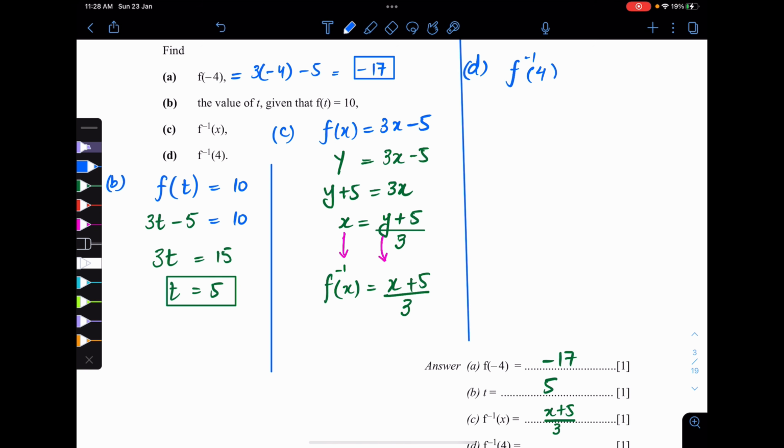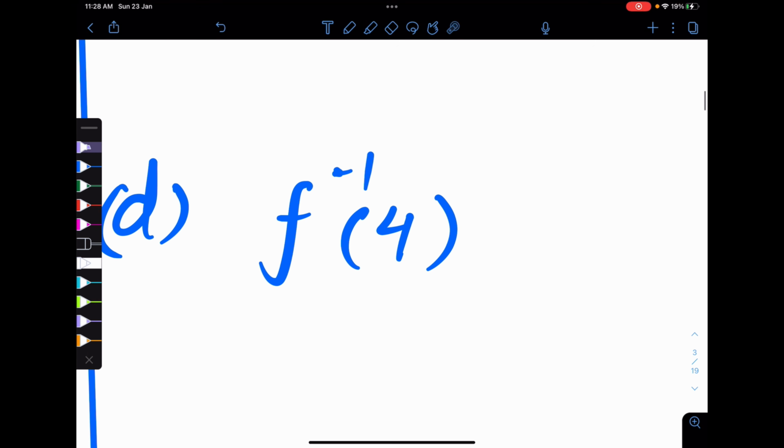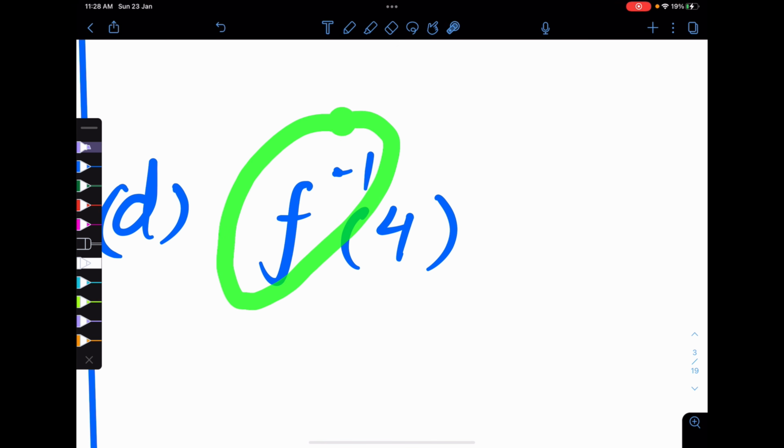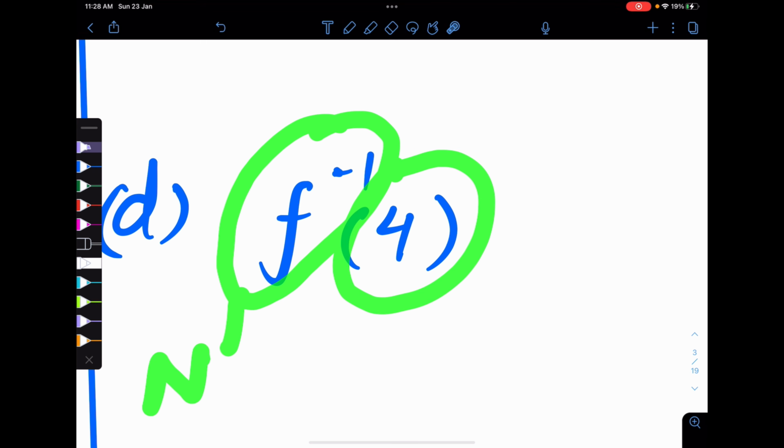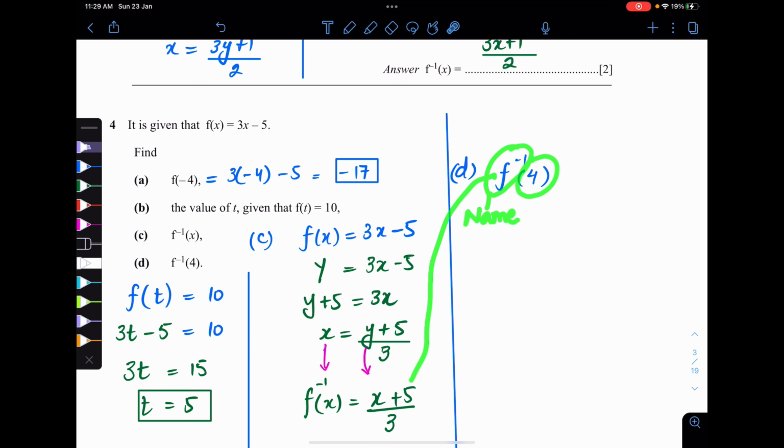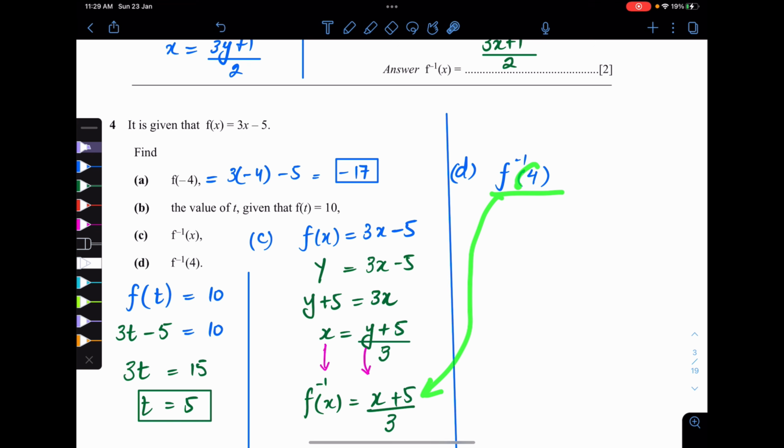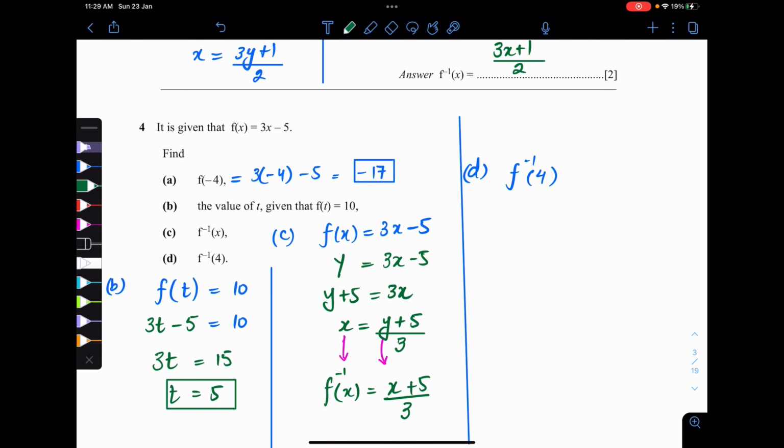It says f inverse of 4. Now, if you read it closely, it is giving you two instructions, and we remember what these two instructions are. First instruction is the name of the function. So it's telling us to go to function f inverse, and the second is the value of input. So this instruction basically tells us to go to the f inverse function and put the input x equal to 4. So let's go to function f inverse. We have that function, so that's going to be 4 plus 5 over 3.